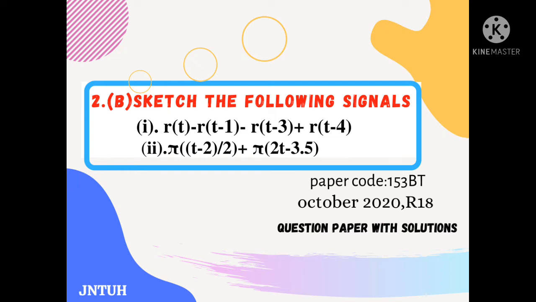Sketch the following signals: r of t minus r of t minus 1 minus r of t minus 3 plus r of t minus 4.